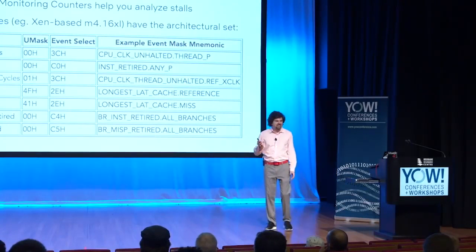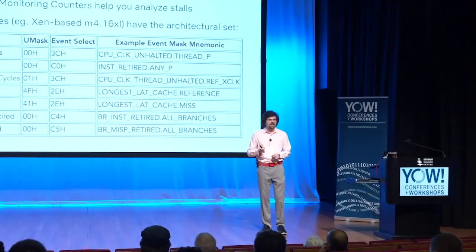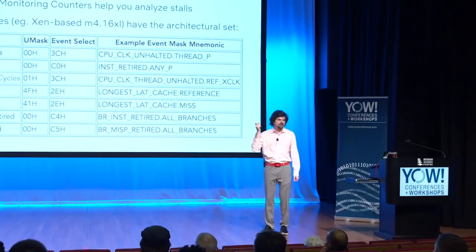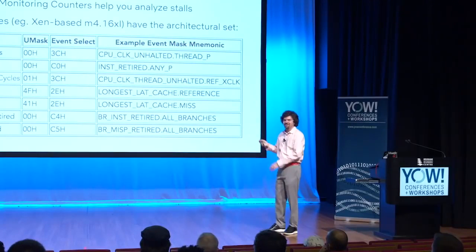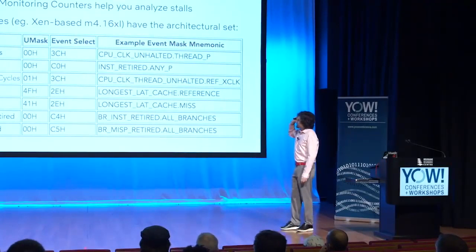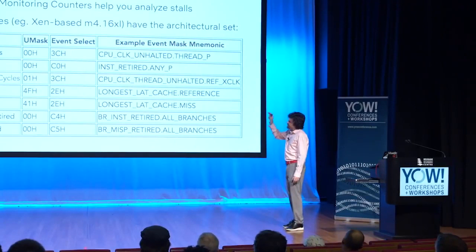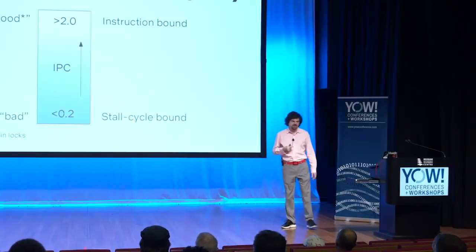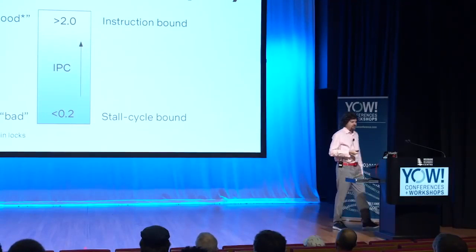I also believe PMCs are such a narrow, deep topic that I don't think Amazon has documented them. So this is an undocumented feature on EC2. The documentation is my slides that I'm showing you. You can use these, in particular instructions retired and reference cycles, to calculate IPC. IPC is instructions per cycle.